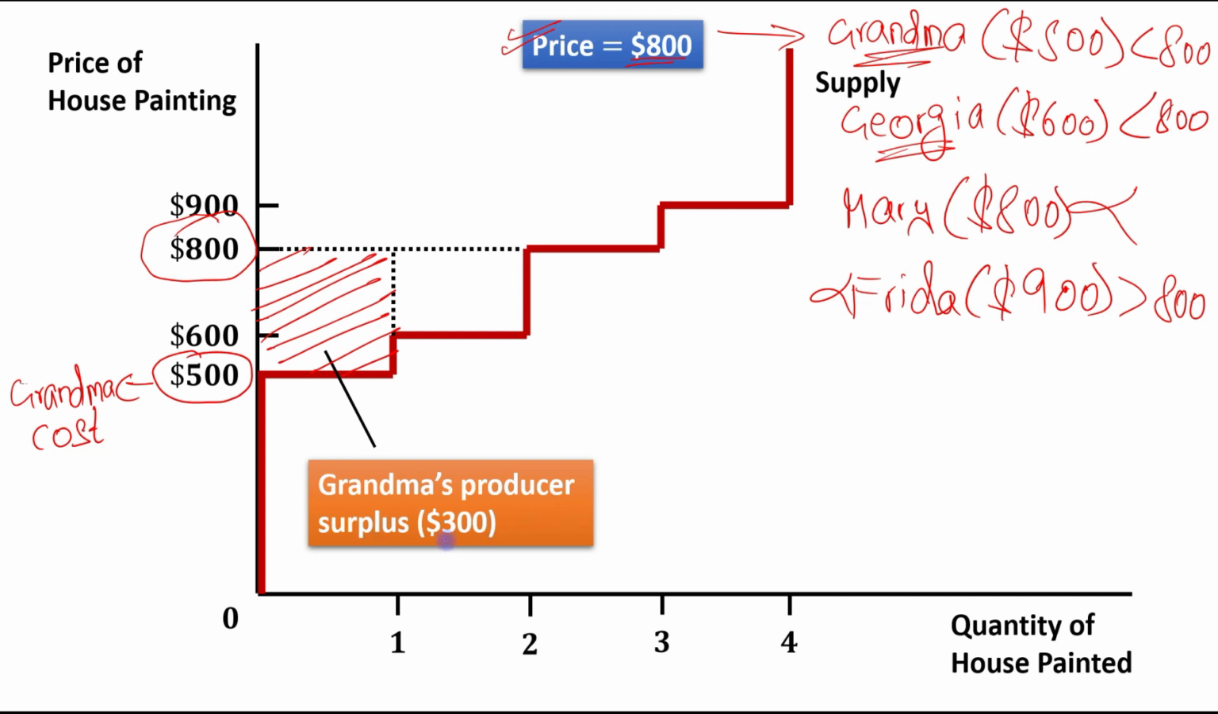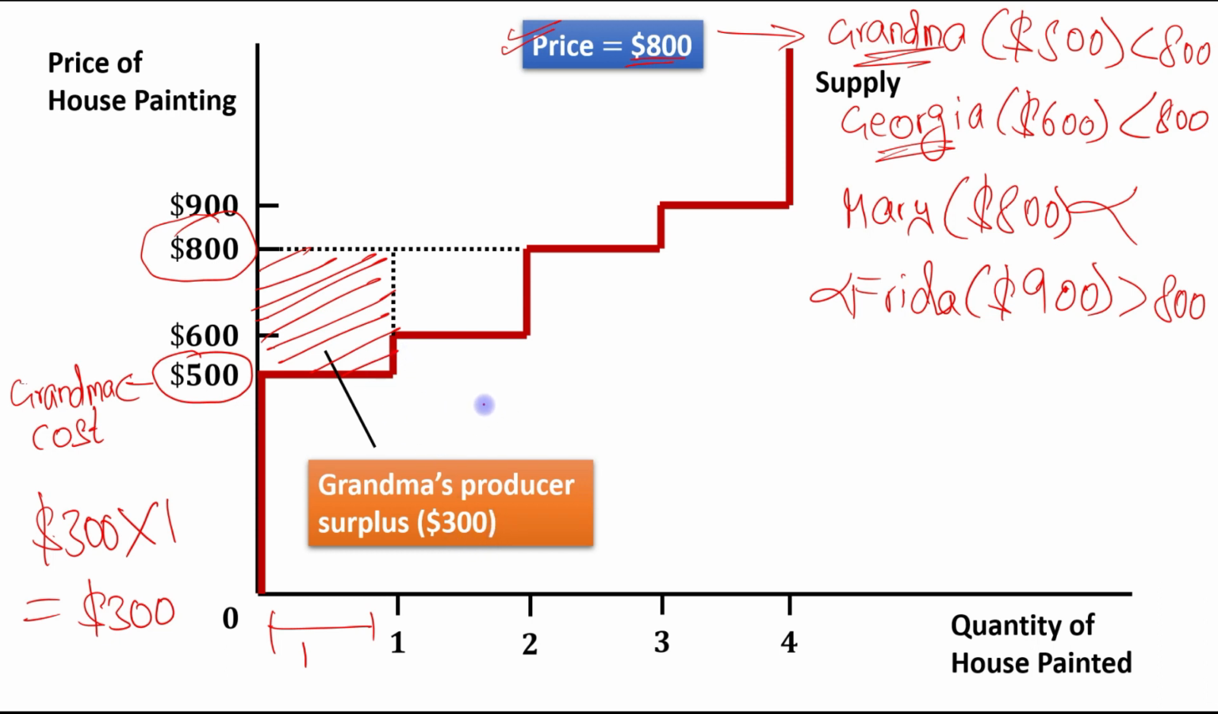We can calculate this value with the same formula, length into breadth. This portion is $800 minus $500, which is $300. So we write $300 multiplied by this portion, which is 1. So $300 into 1 is equal to $300. So in this way, you can calculate Grandma's producer surplus as $300.